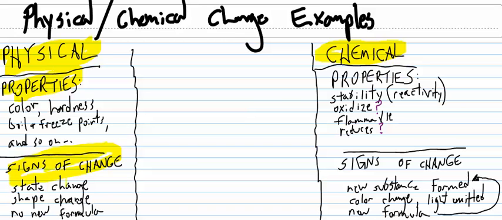A state change, like between solid, liquid, and gas. A shape change, like folding or breaking. And you get no new formula. You get no new chemical.